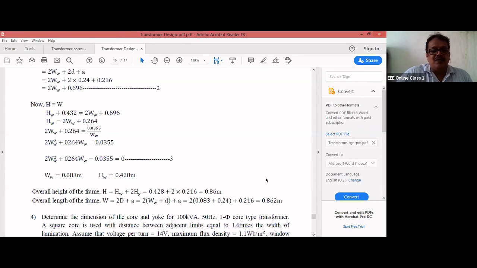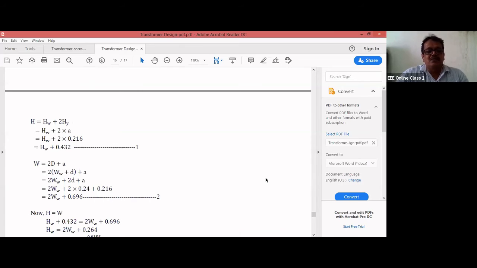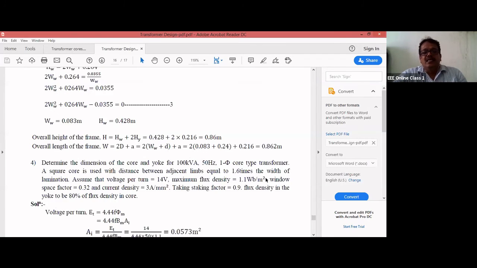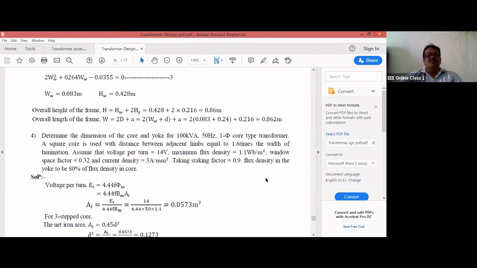This is a little bit different problem compared to the first two problems. Okay, let us go for one more problem with this. Still I'm doing only the dimensions of core and yoke. In the next class, I will deal with the winding details.